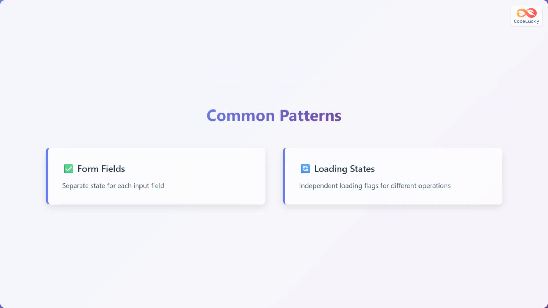Let's discuss some common patterns where multiple state variables are particularly useful. One such pattern is handling form fields. In a form, each input field such as a text box or a dropdown typically has its own state variable to manage its value. This allows you to easily track and update each field individually. Another common pattern involves loading states. When performing asynchronous operations like fetching data from an API, you might have independent loading flags for different parts of your component. For example, one flag for loading user data and another for loading user settings.